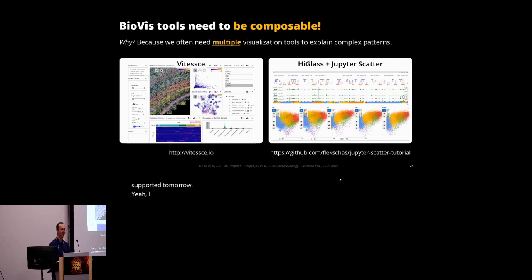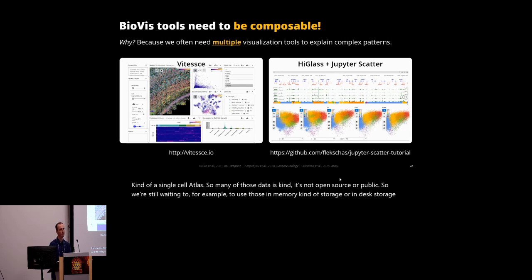Yeah, I suspected that. My second question is, because we're also trying to build up an in-house, in-company single cell atlas, many of those data are not open source or public. So we're still waiting, for example, to use those in-memory or on-disk storage. So can you comment on tools like TileDB and also Zarr, maybe just on their advantages or limitations?